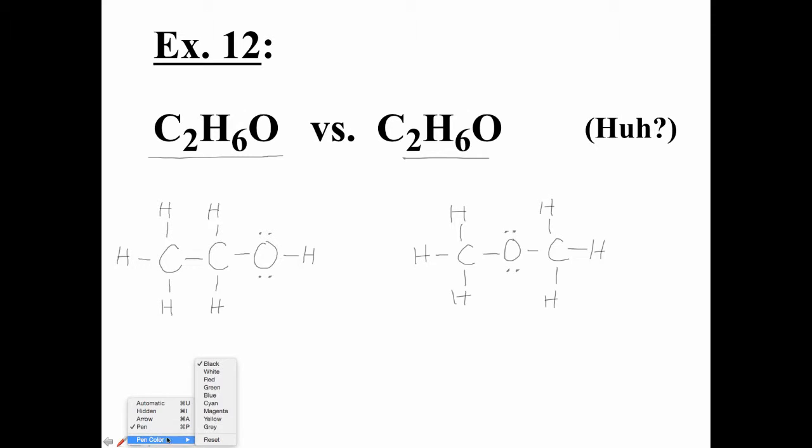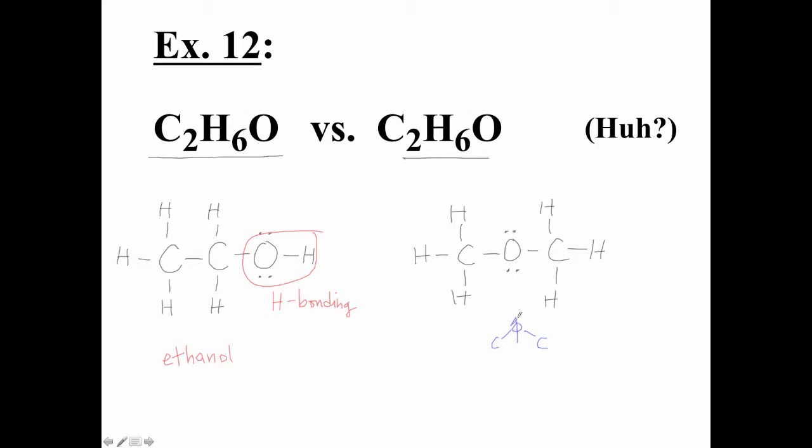Now, notice the difference between these two molecules. This one is ethanol, and ethanol has an OH group. And the OH group means that this compound is capable of hydrogen bonding. Whereas this compound doesn't have an OH group, it has a central oxygen. The carbon, oxygen, carbon is going to be a bent structure because of the lone pairs, and so there will be a small dipole towards the oxygen.